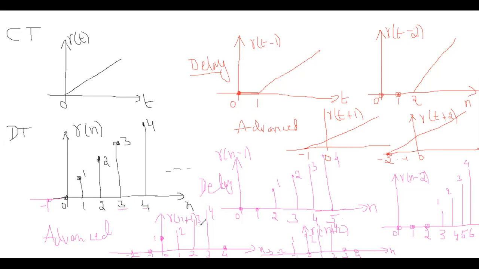And for this r of n plus 1, only the 4 is a 0. Means only 1 sample is shifted. For 2 samples shifted, it starts from minus 2 here. Minus 2 is a 0, minus 1 is a 1, and 0 is a 2, 1 is a 3, and 2 is a 4. But here, minus 1 is a 0, and 0 is a 1, 1 is 2, and 2 is equal to 3, and 3 is equal to 4. Advanced functions.